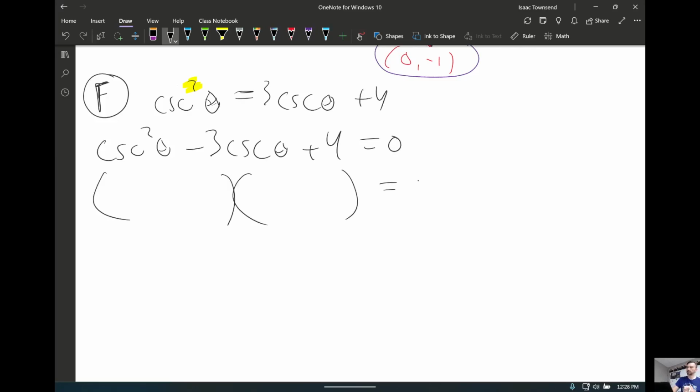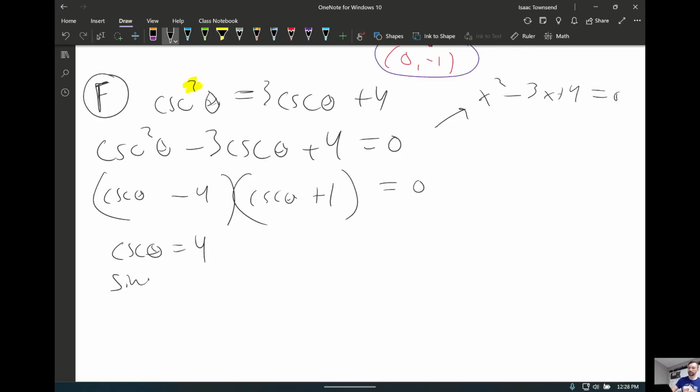And then just like a quadratic, we could try to factor this. Remember that you can rewrite this with x's if that helps you do the factoring. Same idea. If I set this equal to 0 and solve, some solutions are going to come when cosecant equals 4, which is the same thing as when sine is 1/4, reciprocal of both sides. And over here, it would be when cosecant is -1, which is the same thing as when sine is -1. Reciprocal, and reciprocal of -1 is still -1.